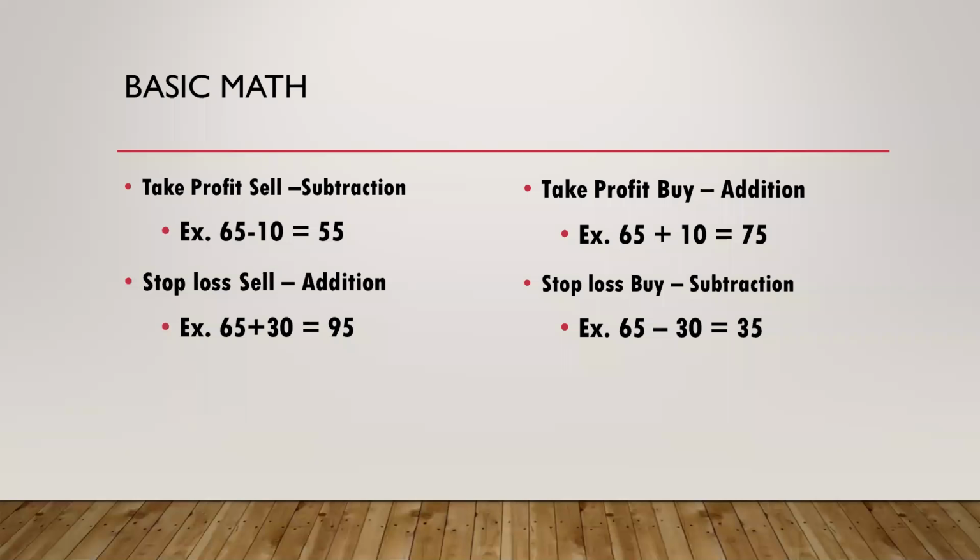Now for a stop loss on a sale, you're going to add. You're going to do a 30 pip stop loss. So that's going to be 65 plus 30, and that equals 95. So you're going to add 30 to 65, and that's going to be your stop loss. If you're in a buy, you're going to subtract. So if you're in the sale, you're going to add 30 pips to it, and if you're in a buy, you're going to subtract 30 pips. So in case it goes in the wrong direction, or if it pulls back, you have your stop loss in place.